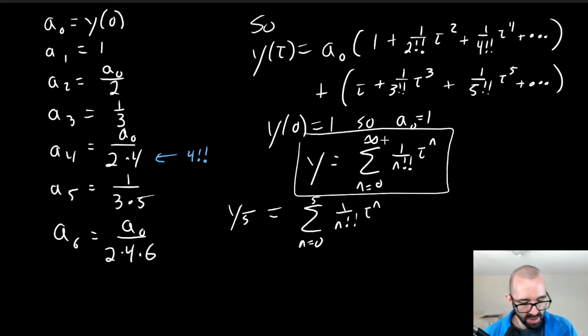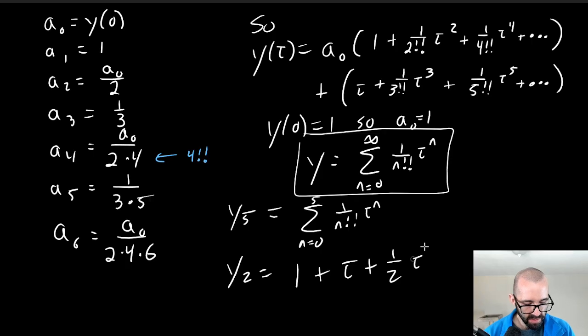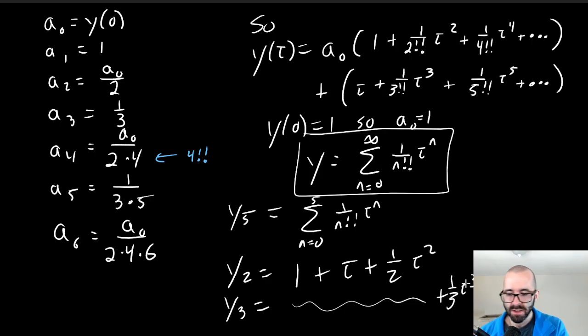Let's make it a little obvious, right? What does y2 actually look like? That's n equals 0, it's just 1, plus n equals 1 is t, plus n equals 2 is 1/2 t squared. That's the quadratic I'm actually graphing right now. The third degree approximation, y3, would be exactly the same as the previous one, just with 1/3 t cubed, and so on. So we keep adding terms to get better and better approximations.